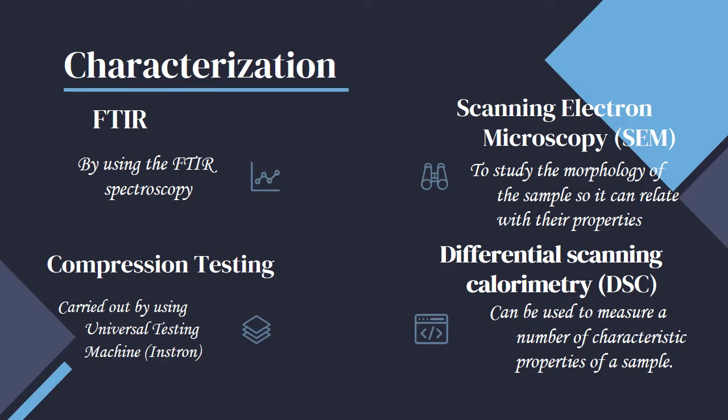Third is the characterizations of the sample. We used FTIR spectroscopy. Compression testing was carried out by using a universal testing machine. As for SEM, it was supposed to be done, but due to no vacancy and the busy schedule in January, it had to be postponed. And for the DSC, the results need to be put on hold as I personally cannot handle the machine because of the lab regulations, and the lab assistant needs to do it instead, and the result is within a week.